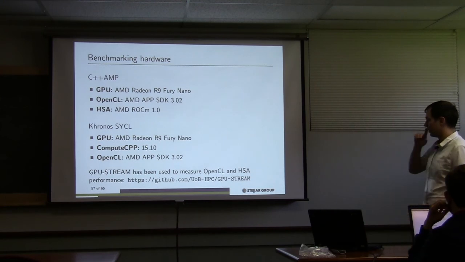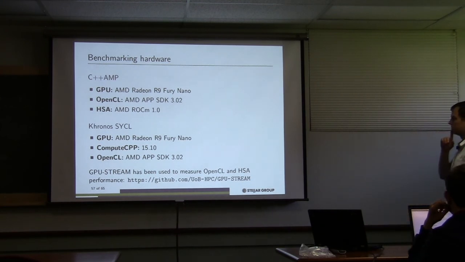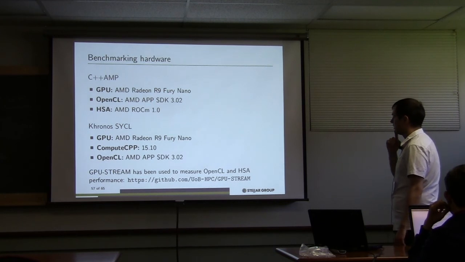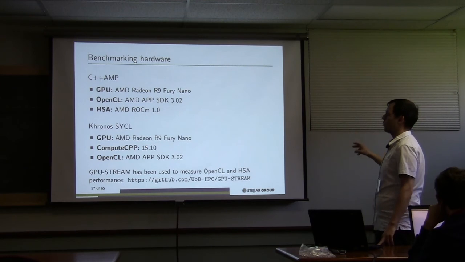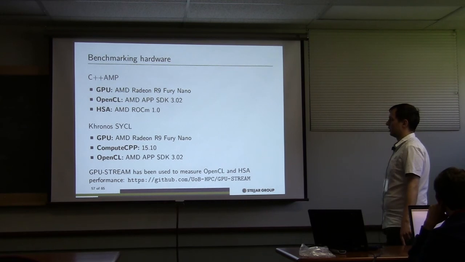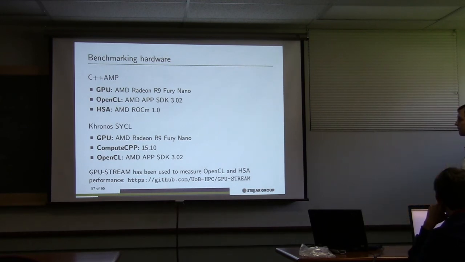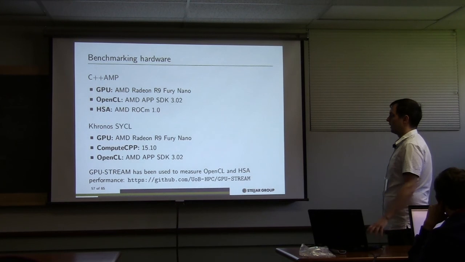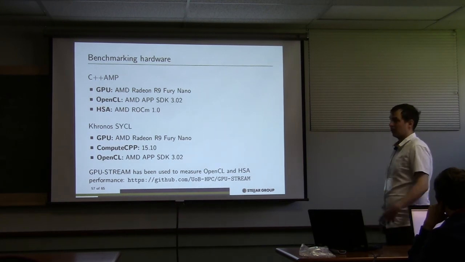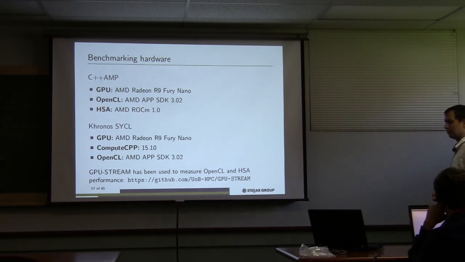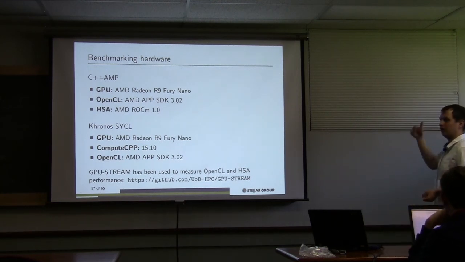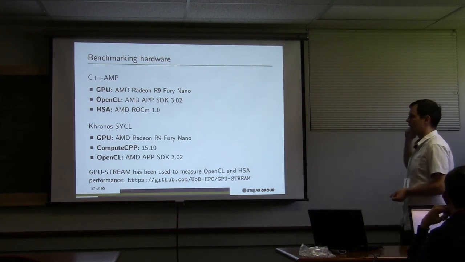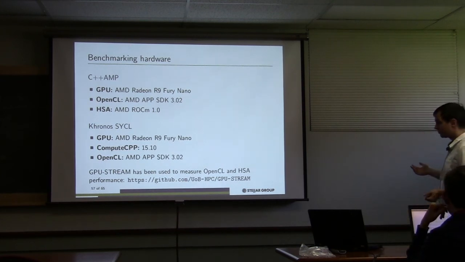And we used one of the newer GPUs, they are a few months old, the Radeon R9 Nano. And we tried this on two backends. One of them is the OpenCL implementation, and the other one is the HSA backend. The HSA is AMD ROCm. You could use it only on very specific hardware. You need to have a specific motherboard, the newest Intel CPU, and only the newest AMD GPUs, from Fiji up to the newer architecture.